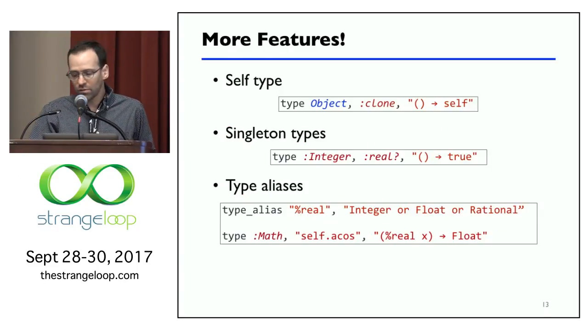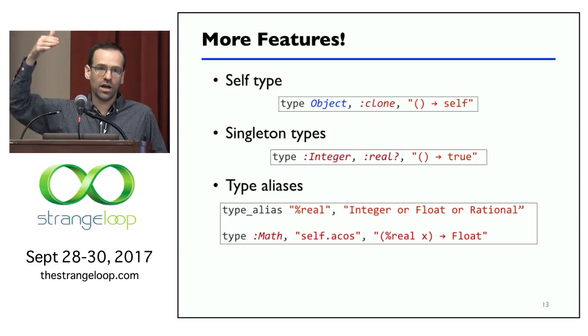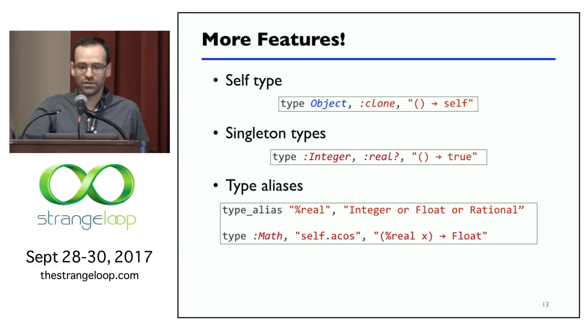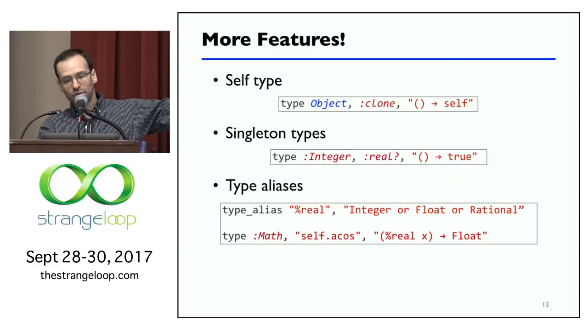All right, so there are more features in RDL, right? So there's a self type, right? You need that for things like clone, because if you inherit clone from a superclass and you call it, you're going to get an instance of your class, not of the superclass. And the only way you can get that to work is with a self type. It turns out you need singleton types too. So this is kind of a dumb example. So here, the real query method of integer, I'm indicating it always returns true. So maybe that's not very important to know.